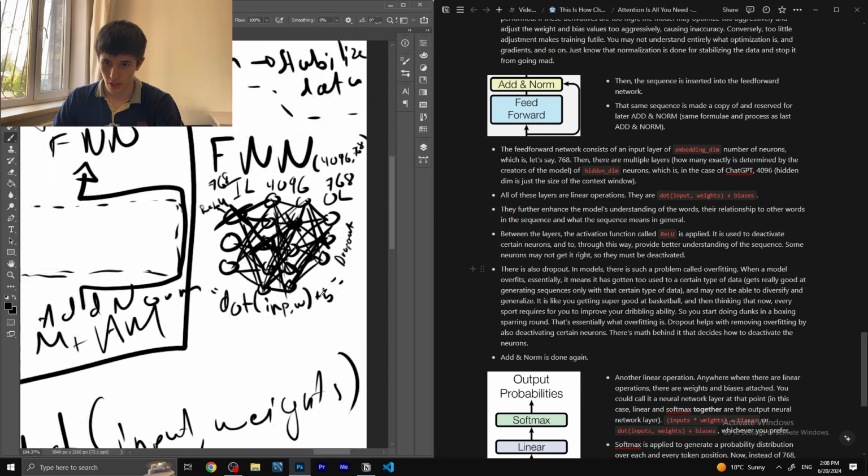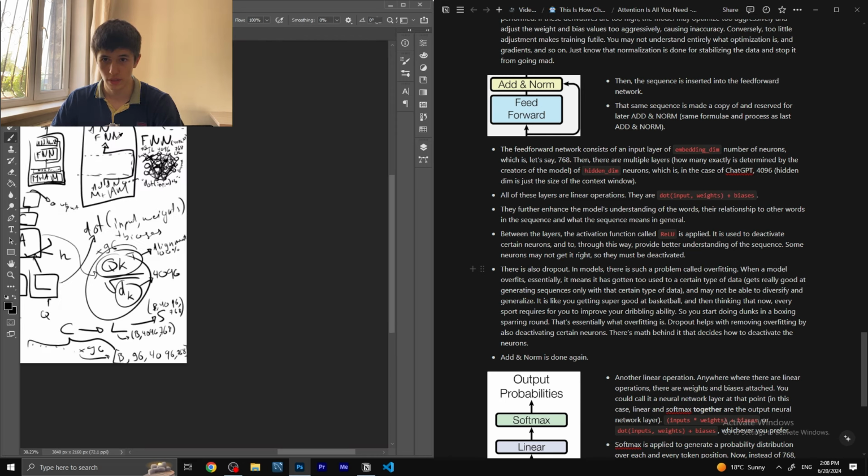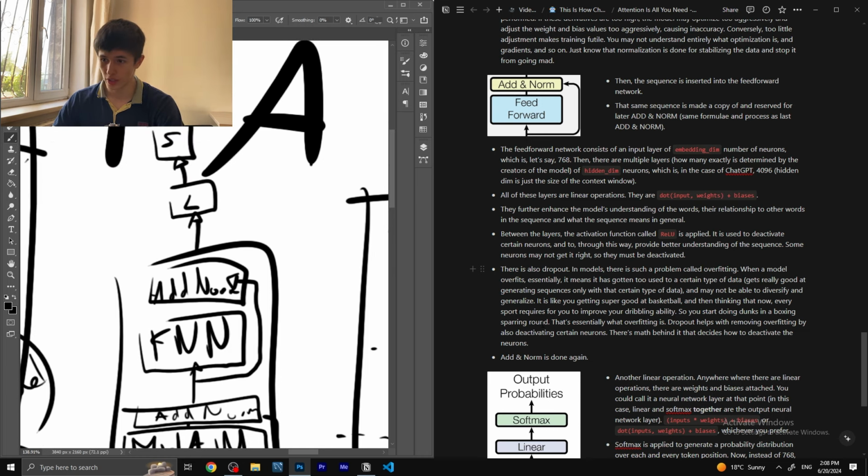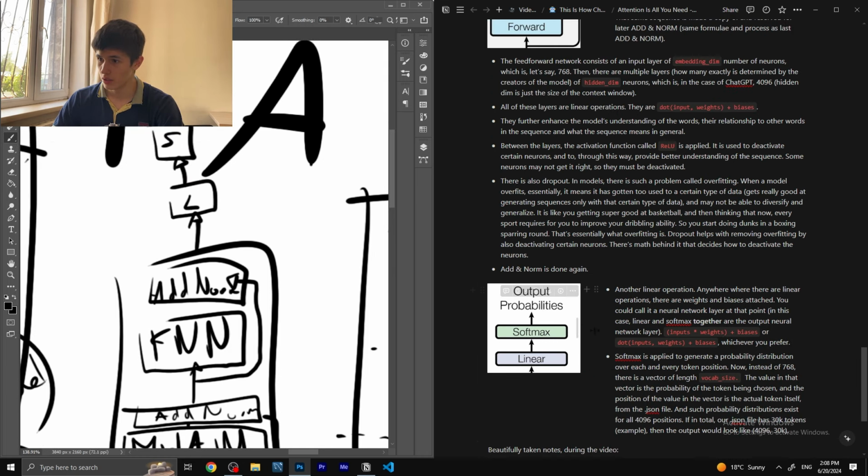Then Add & Norm is done again, as we've seen here, AN. Let me just go over here. Add & Norm is done again. Then there's a linear operation again, which is dot, input, weight, bias, etc. Then softmax is done again to generate a probability distribution. Now the probability distribution is a little bit different. Softmax is applied to generate a probability distribution over each and every token position. Now instead of 768, there is a vector of length vocab size.